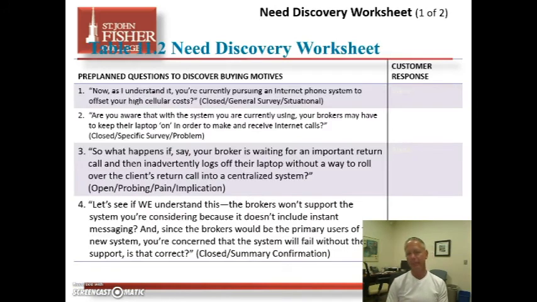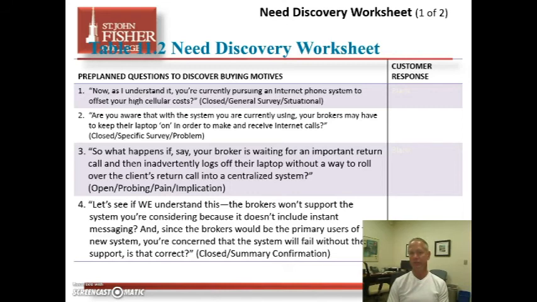So here's a sample needs discovery worksheet. I don't want you to pay attention to the particular questions that they have here. What I want you to pay attention to is that a needs discovery worksheet is absolutely key. Understand your questions before you go in, so you're not tripping over your words, you're not umming and ahhing. Remember, you have a limited amount of time.